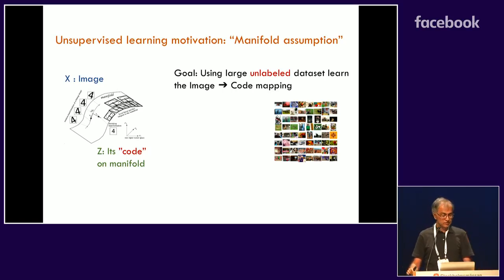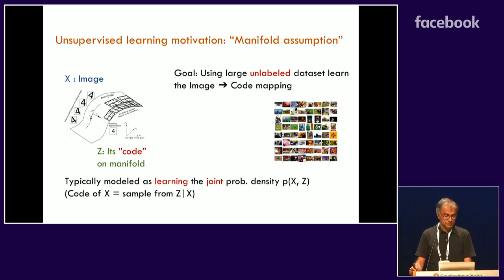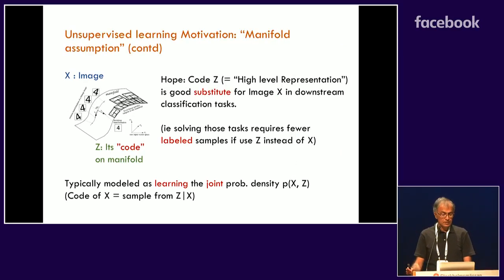So think of the code as a higher level representation. And so the hope is that you can learn this from unlabeled data, and so now you use much less labeled data, once you've learned this higher level code of the image. Now, traditionally, this was modeled as learning the joint probability distribution P(X,Z), because every image may correspond to multiple codes and vice versa, so you learn it as a joint probability density. And as I mentioned, the hope is that this high-level representation is a good substitute for image X in the downstream classification tasks.